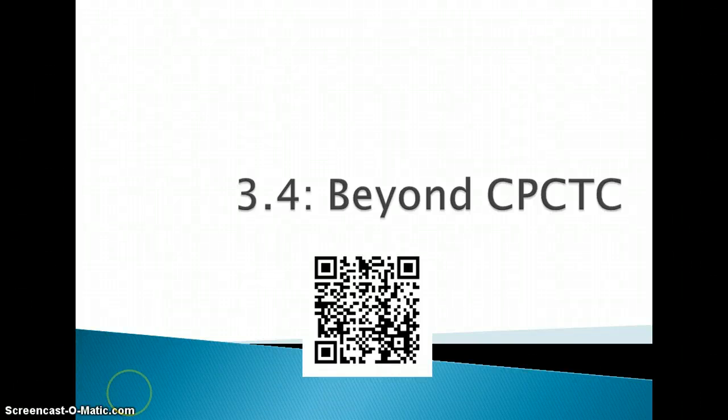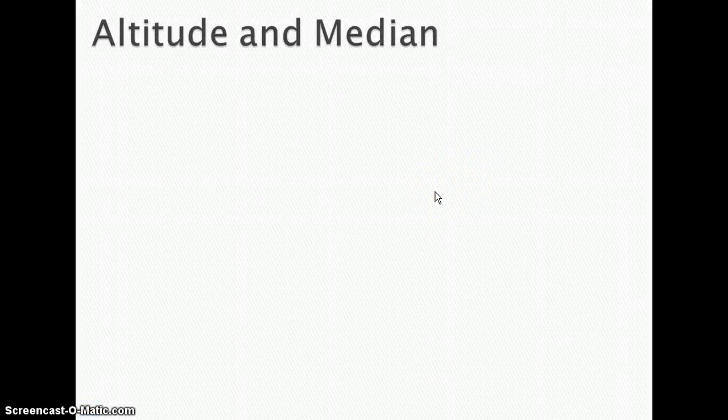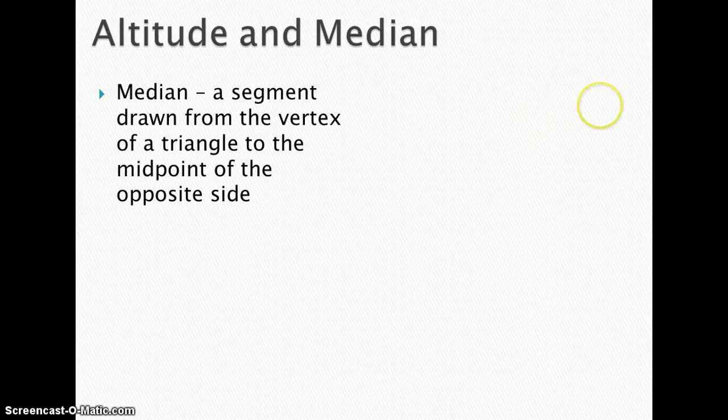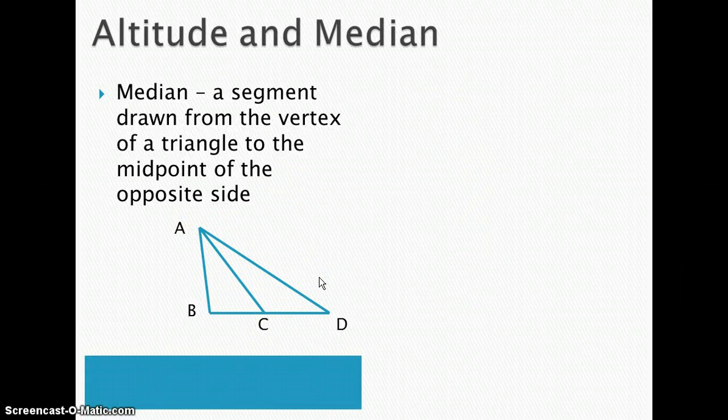Today we're taking a look at what happens when we go beyond CPCTC. We have two definitions that are going to lead us to all the proofs that we're doing today, and they're altitude and median. And in a lot of cases these segments are the same, but we have to know the distinction between the two. A median is a segment drawn from the vertex of a triangle to the midpoint of the opposite side.